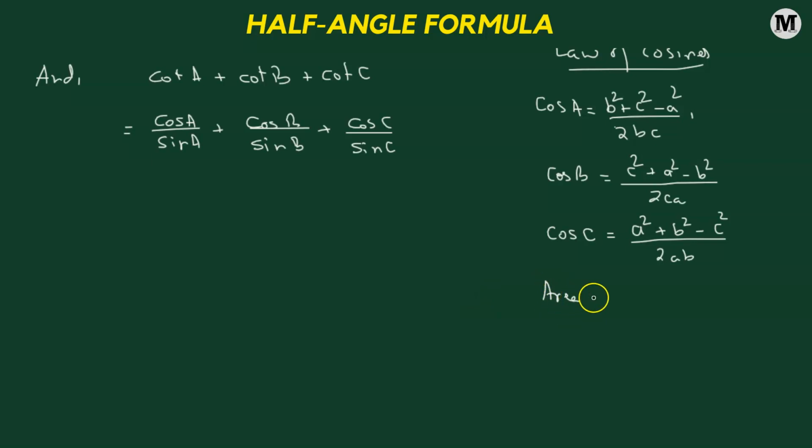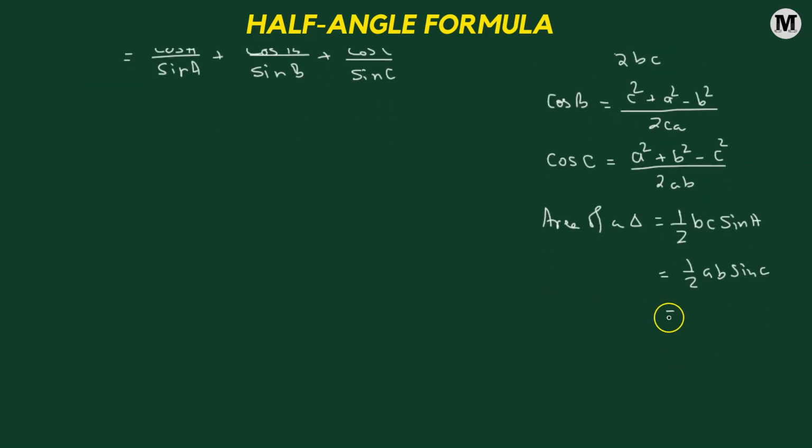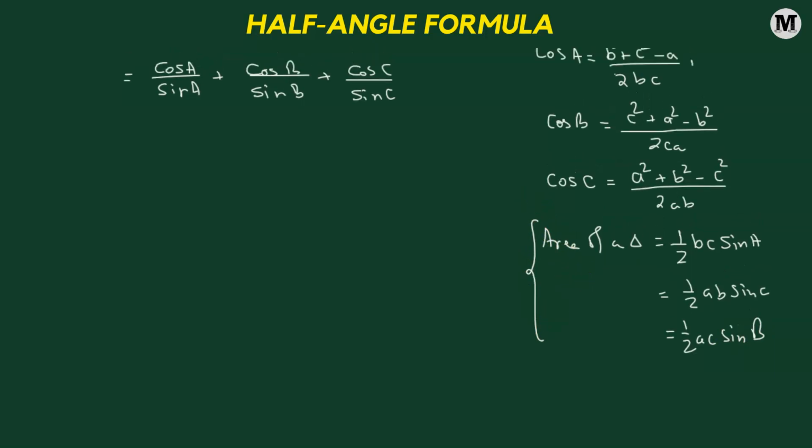And we also have the area of a triangle. The area of a triangle is given, in terms of the sine, as half bc times sine of angle A. This is also equal to half ab times sine of angle C, and half ac times sine of angle B. So this is another way of expressing the area of a triangle. So what we'll do is use all of these formulas and try to rewrite each of the terms.